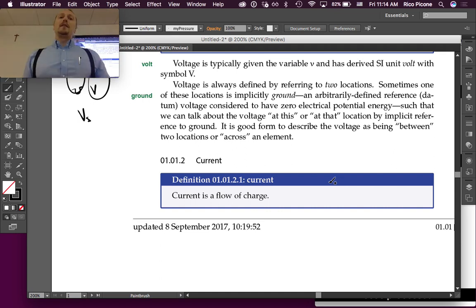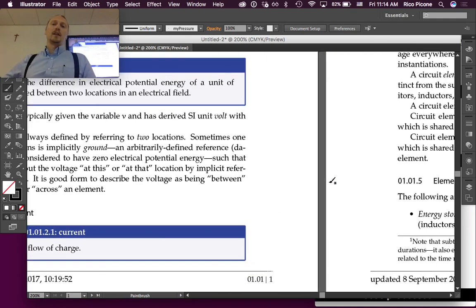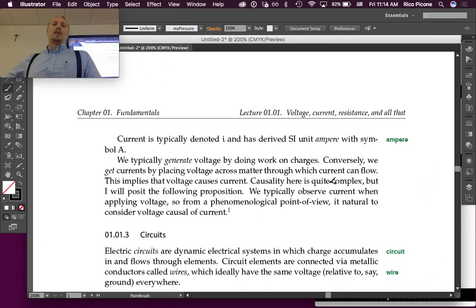Current, we're all ready to define current, and it is fortunately a very simple definition. It's just the flow of charge. So that's current. It's typically denoted with the lowercase i and has derived SI unit ampere with symbol capital A.